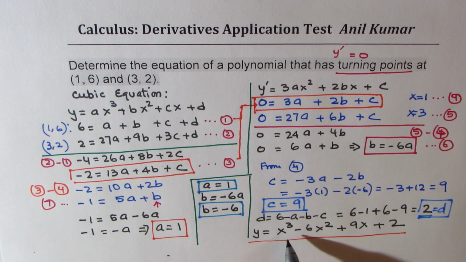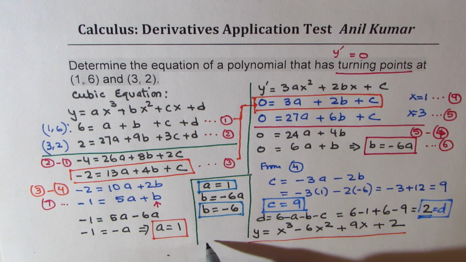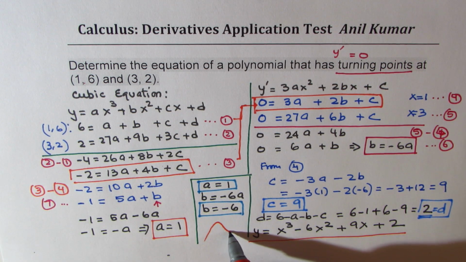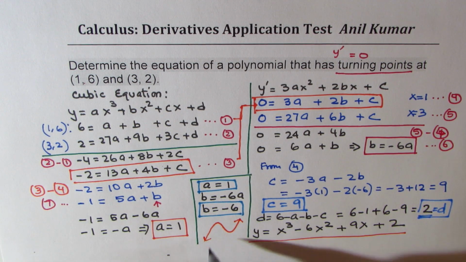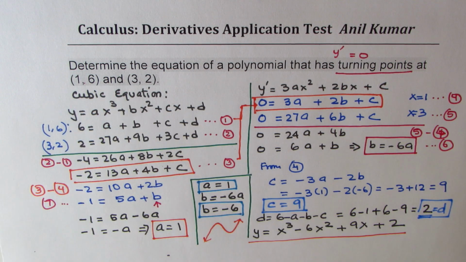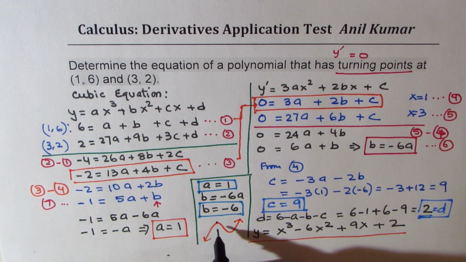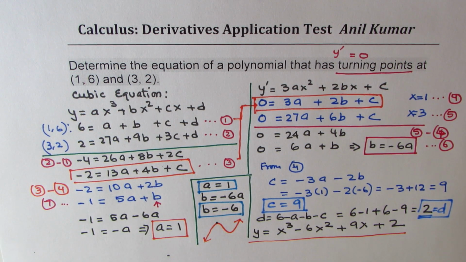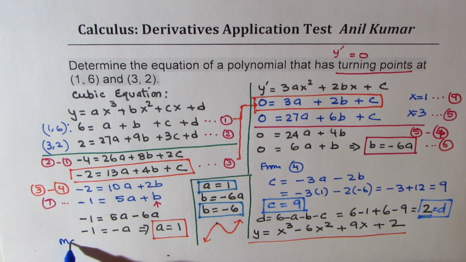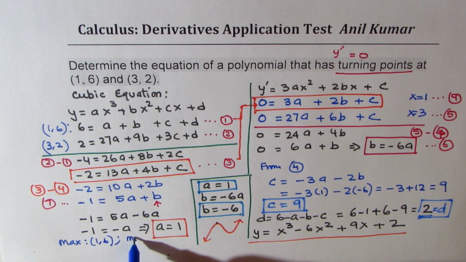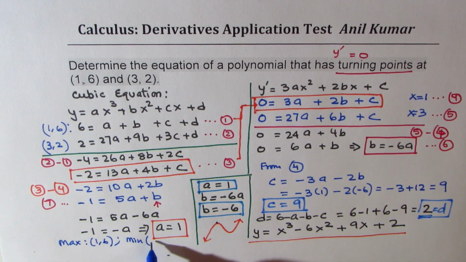Since the leading coefficient is positive, we do have a graph which is going kind of like this, right? So what you will notice is that at the first turning point, which is right there, we have a maximum, right? So you notice here that in this particular situation, we'll have a maximum at (1, 6), and we have a minimum at the second turning point, which is (3, 2), right? So that is what we'll get.